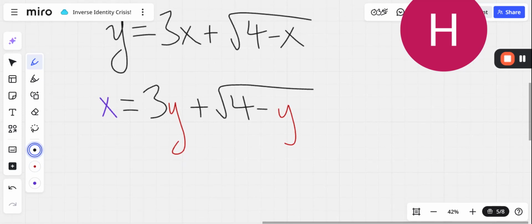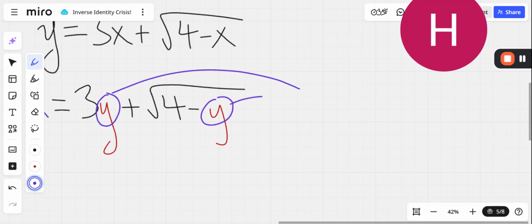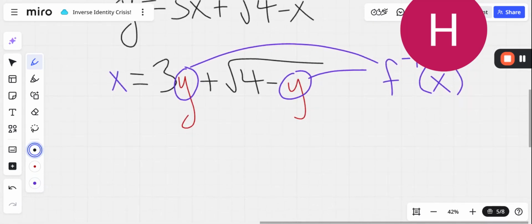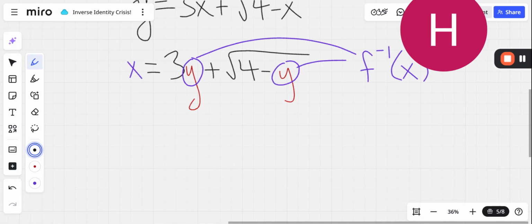We want to get the y's all together so that we can have just a single y expression. And remember that the y here really just stands for f inverse. It's like our new output, our new y. We want to try to get that. But this equation is a radical equation, and you should be familiar with how to solve radical equations. We need to get the radical portion by itself, that way we can cancel the radical. So I'm going to subtract 3y on both sides.